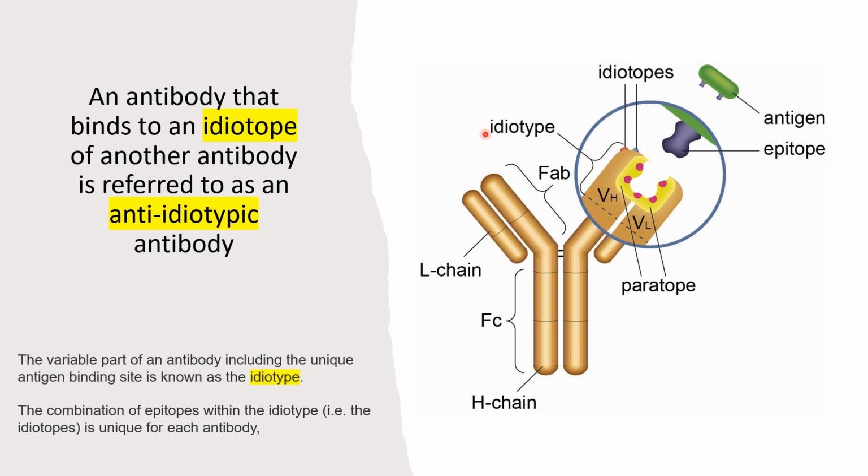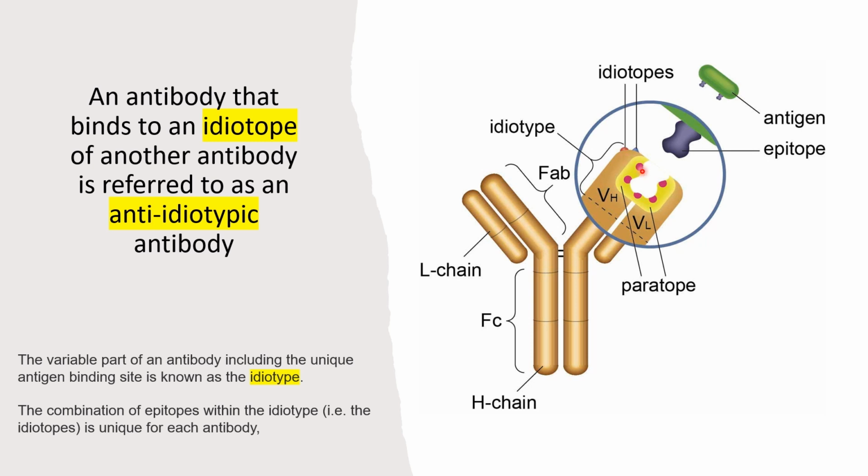Idiotype refers to regions on the variable domain close to or within the antigen or epitope binding domain. So these areas here, this is the paratope, and those specific regions here are also called idiotopes. But idiotopes don't have to be within the paratope, they can also be nearby. So here in this particular slide, these are labeled as idiotopes.